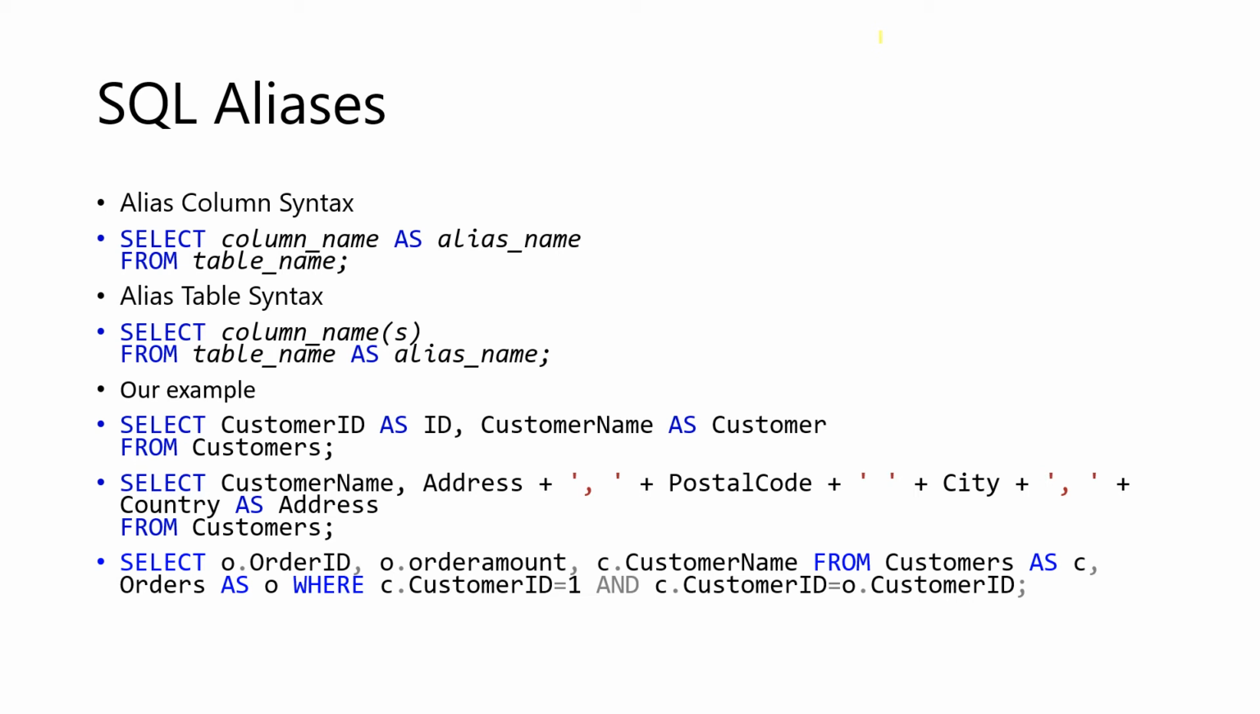For example, here you can see that ID as an alias and customer as an alias is used for customers table columns. Customer ID will be shown as ID and customer name will be shown as customer. And here you can use C as customer table and O as orders table. So you can use this C and O for calling their respective columns.